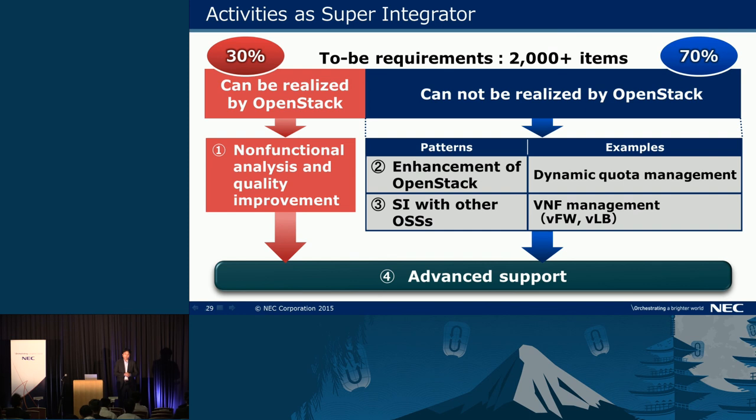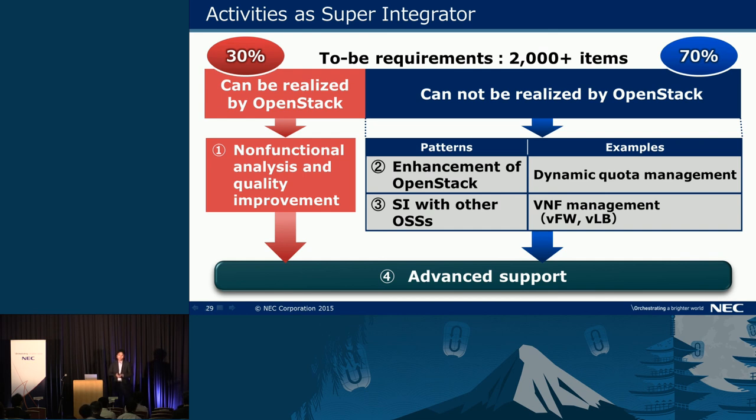This is the actual situation. So, 2000 requirements we got, and then we try to do the fit and gap. What demand may be put by OpenStack or other OSS? Currently, OpenStack just covered 30% of user requirements. For the other 17%, we need to put in other OSS, or we need to enhance some capability of OpenStack.